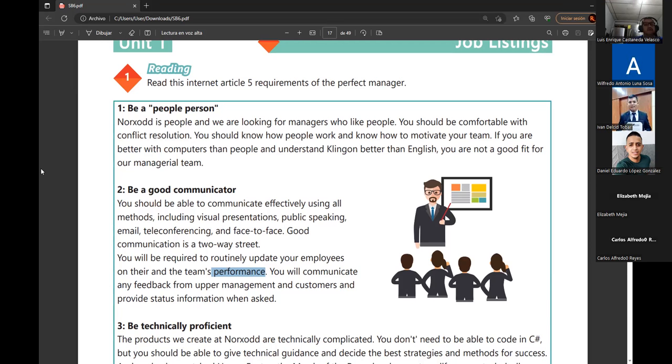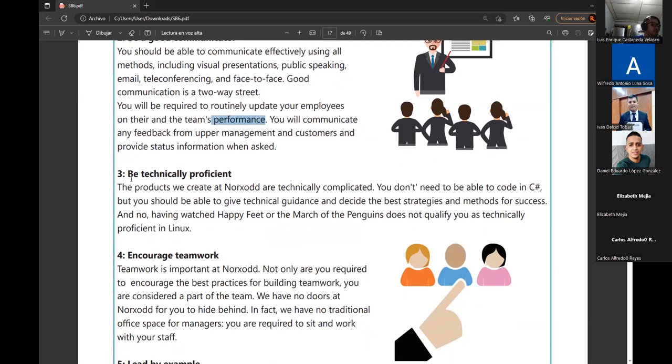How about Mr. Luis? Okay. Technically proficient. Number three. The products we create at NORCSO are technically complicated. You don't need to be able to code. But you should be able to give technical guidance and design the best strategies and methods for success. And now, having Happy Feet or the penguins does not qualify you as technically proficient in Linux. Excellent.